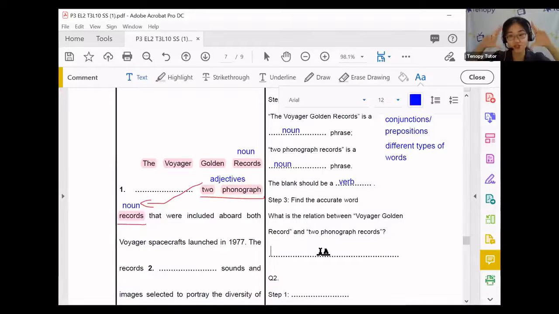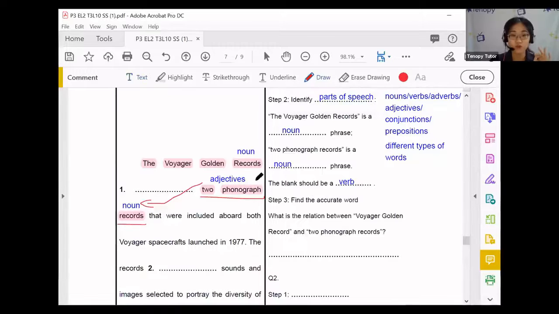Do you think the Voyager Golden Record is a record that contains sounds and waves? Okay, thank you, Aprimaya. Right. Okay, so the Voyager Golden Record is in fact a phonograph record. All right, so "phonograph record" defines the Golden Record. It explains to you what exactly the Golden Record is.